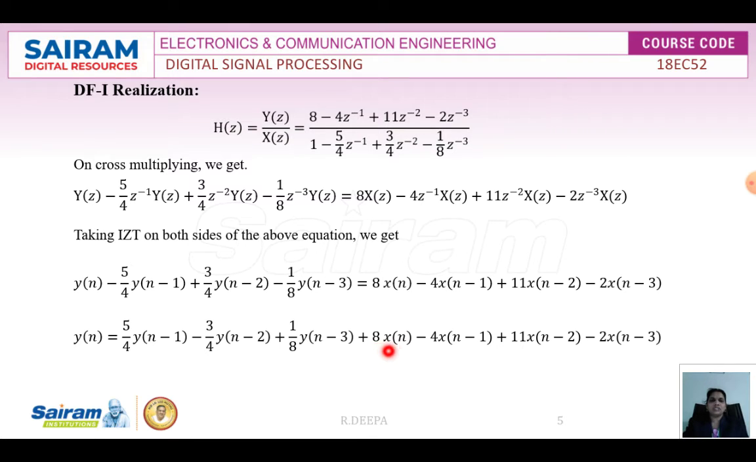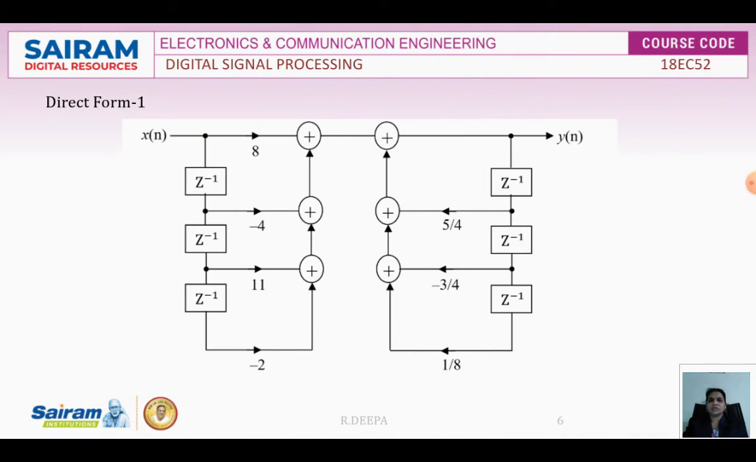So you have to start with 8x of n, that is, you have to multiply 8 with x of n, and then you have to make a delay with respect to x of n, then multiply with minus 4, again take another delay, multiply with 11, then again one more delay and multiply with minus 2. So this is the first step. See, this is what I have done here.